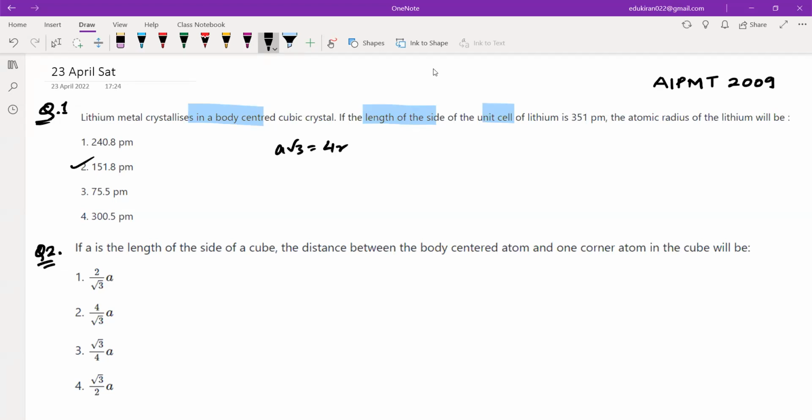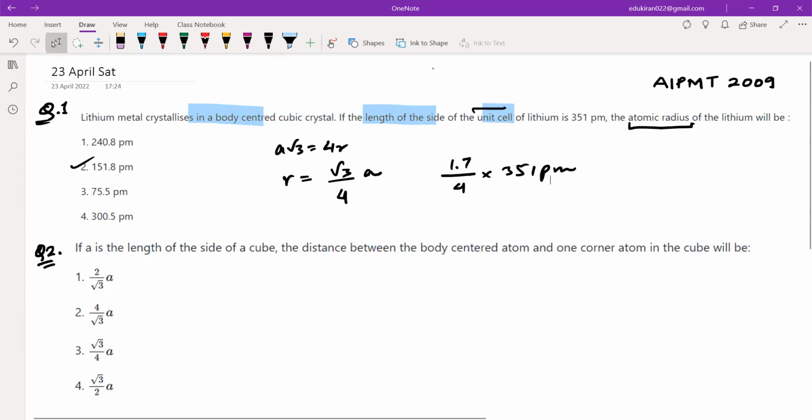Yes. And they have given you the atomic radius of lithium. It will be how much? Okay, they have given you the unit cell. You have to find the radius. So R will be equal to what? Root 3 by 4 A, correct? Yes. So root 3 by 4. Root 3 is how much? 1.73 something. 1.7. Okay, divided by 4 into A is how much? Yes, 351 picometer. So as you can see, 1.7 divided by 4.